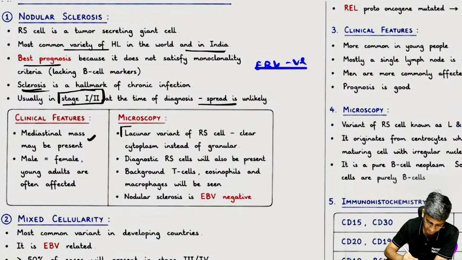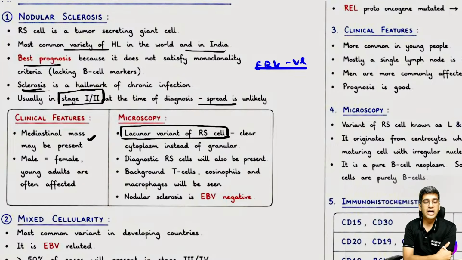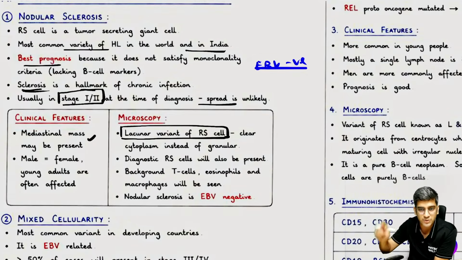But never forget this. Nodular sclerosis has a variant of Hodgkin's cell, RS cell, called the lacunar variant of an RS cell. Lacuna is an empty space. So, instead of having a pink cytoplasm, I'll have an empty space.